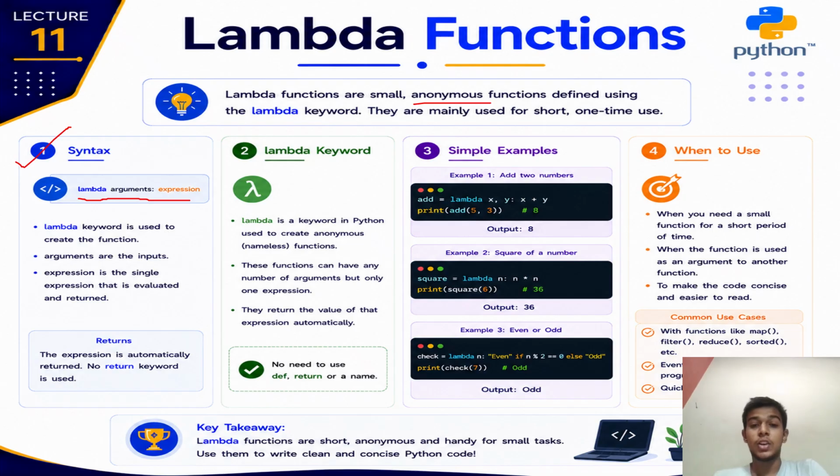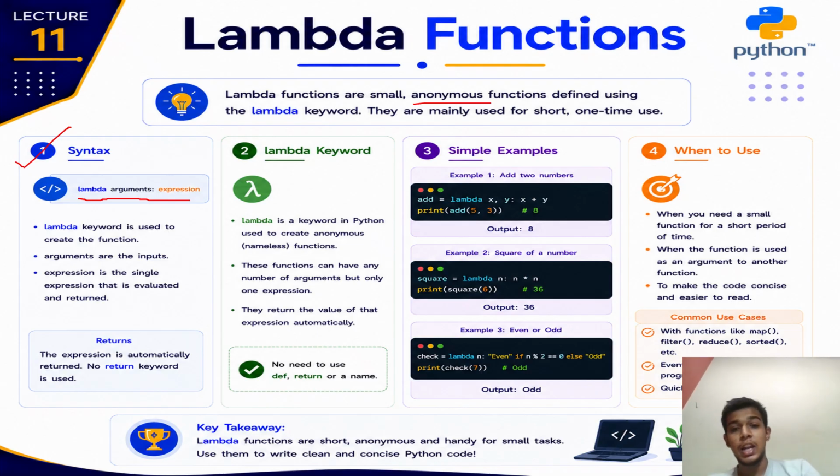The lambda function can contain only one expression. Python automatically evaluates this expression and returns the result. So unlike normal functions, we do not write the return keyword. The result is returned automatically. So remember the simple rule: lambda function is short, simple, and written in just one line.